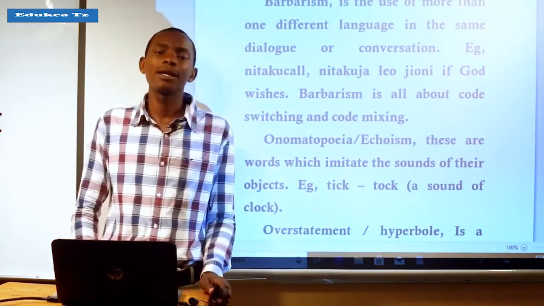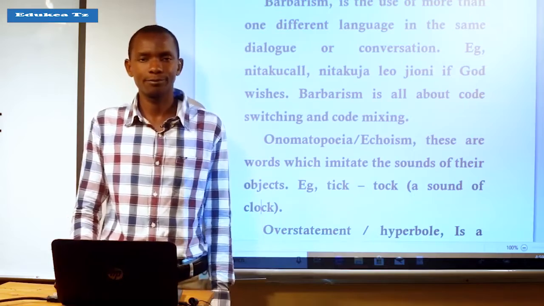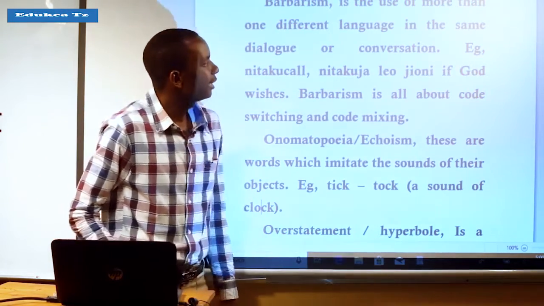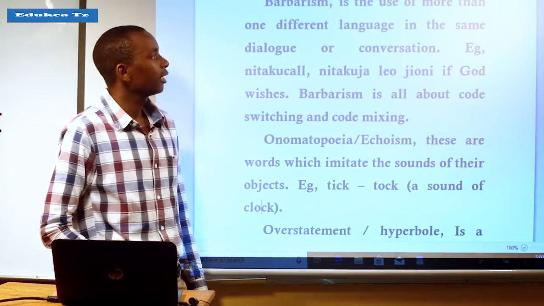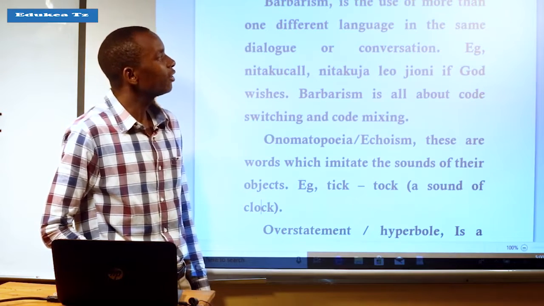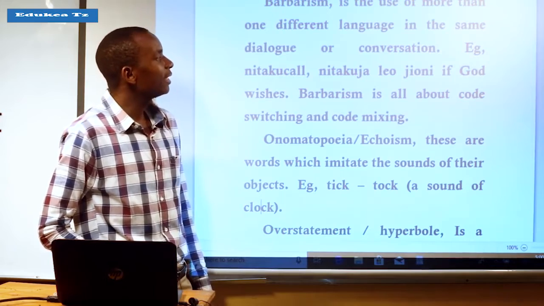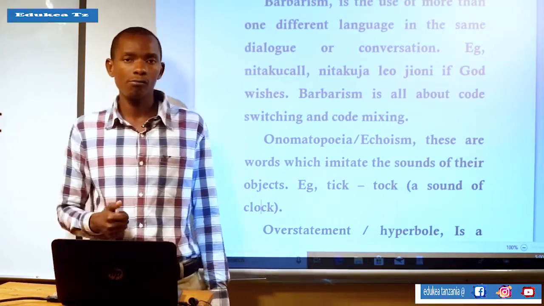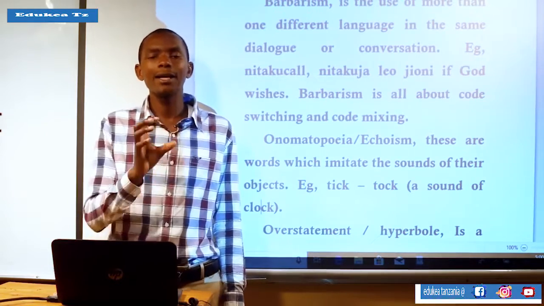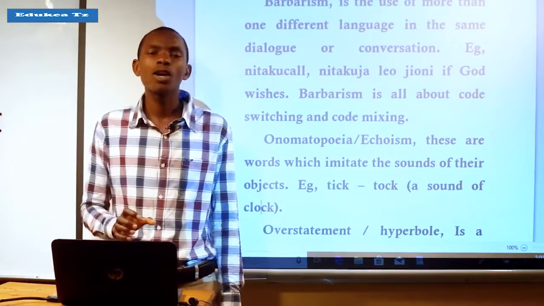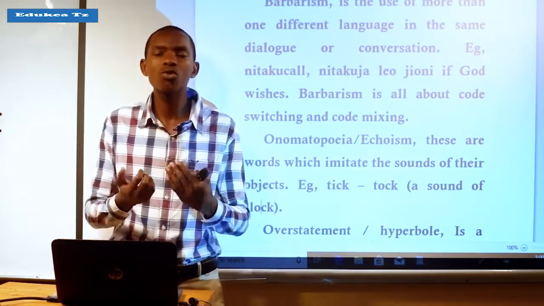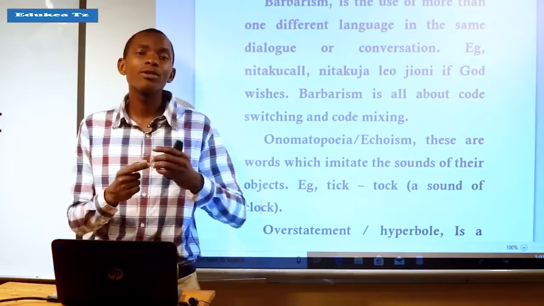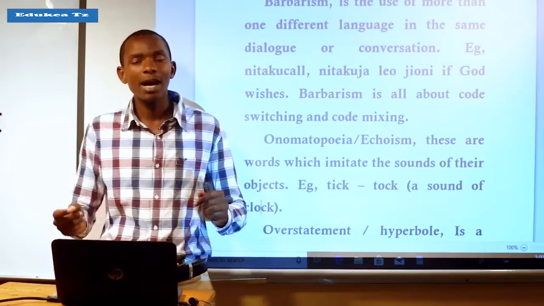Another literary device is barbarism. Barbarism is the use of more than one different language in the same dialogue or conversation. When you are watching, listening to or reading any literary work, some characters mix or combine more than one language. Barbarism can be used by using one word from one language and another word from another language.